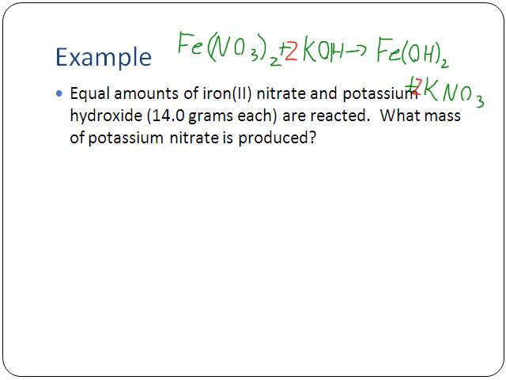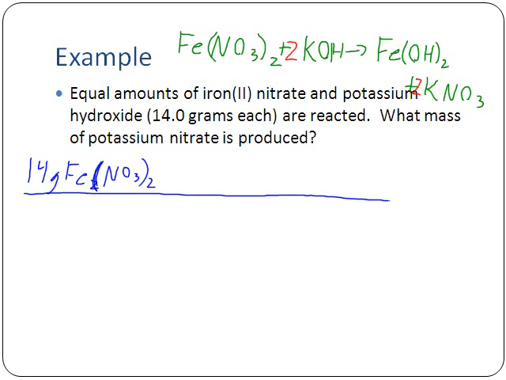Next step is let's figure out which one's going to limit. We know we have 14 grams of iron 2 nitrate and 14 grams of potassium hydroxide. Doesn't matter which one we start with. Let's say we're going to use the iron 2 nitrate. Let's say we start with that one. And so let's start with the iron 2 nitrate, 14 grams. So I have 14 grams of iron 2 nitrate, Fe(NO3)2. Put a little parentheses there, ignore that. So this is what I start with.